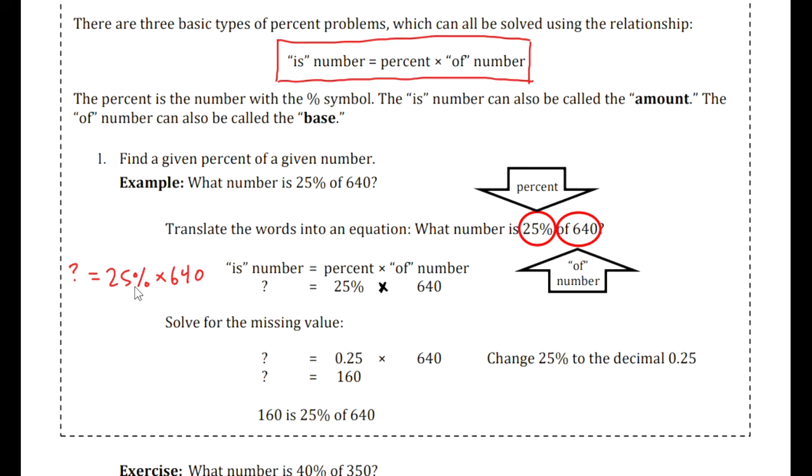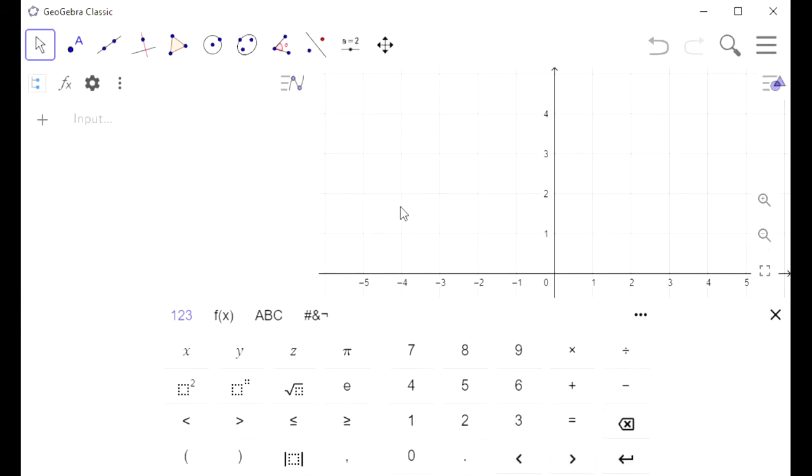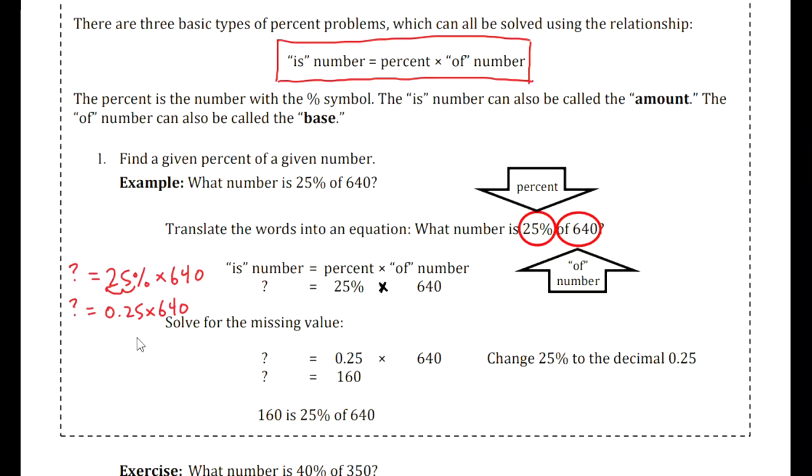Next, we'll want to change that 25% to 0.25 by moving the decimal place 2 units to the left. So that becomes 0.25 times 640. We can do that calculation in GeoGebra. So in GeoGebra, we go 0.25 times 640, and we see the answer 160. Our is number is 160. Therefore, we say 160 is 25% of 640.